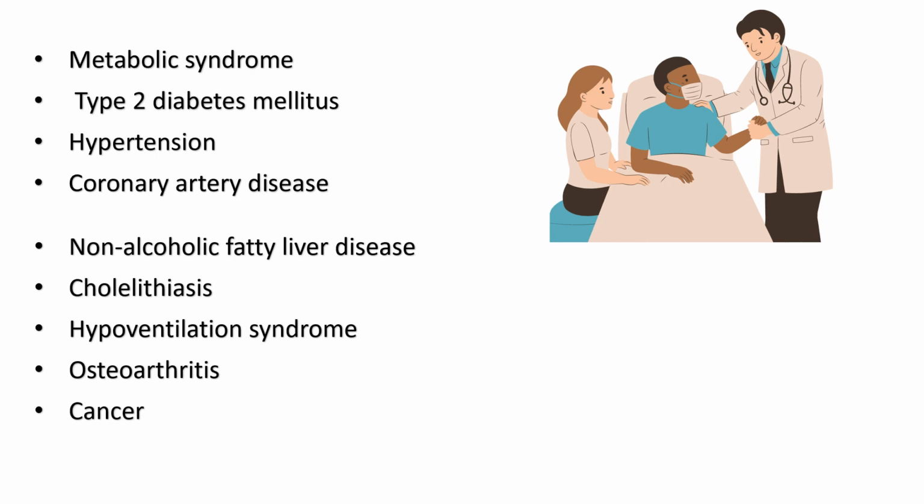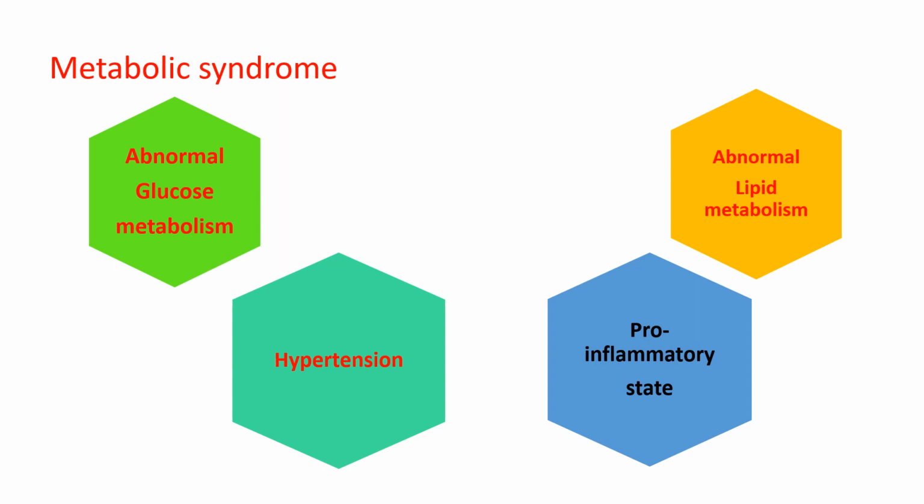We have metabolic syndrome, type 2 diabetes mellitus, hypertension, coronary artery disease, non-alcoholic fatty liver disease, cholelithiasis, hypoventilation syndrome, osteoarthritis, and cancer. It is important to know that out of two types of obesity, central type is the risk factor for many diseases. The disease that it commonly causes is metabolic syndrome.